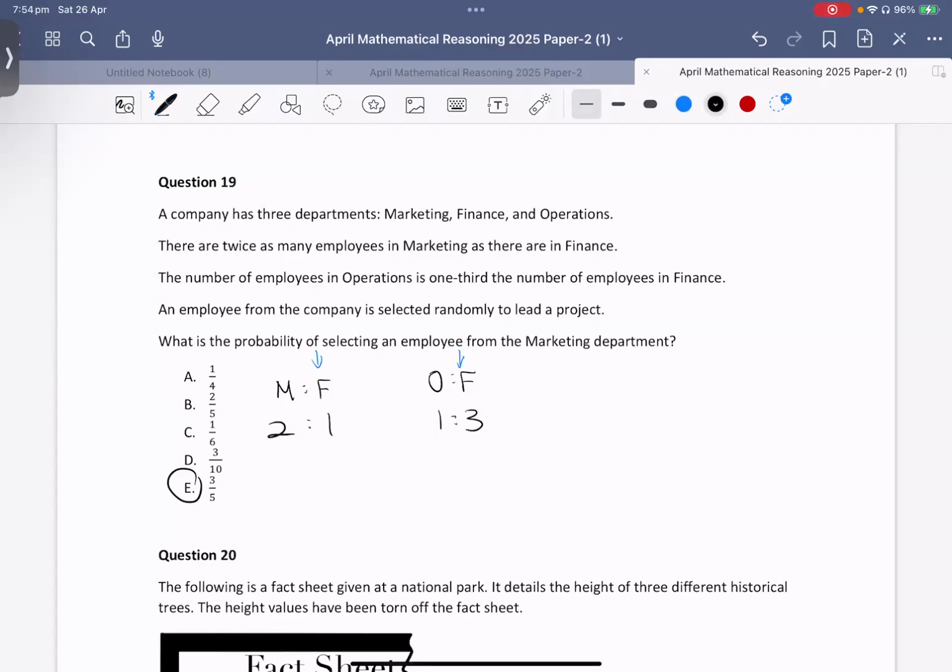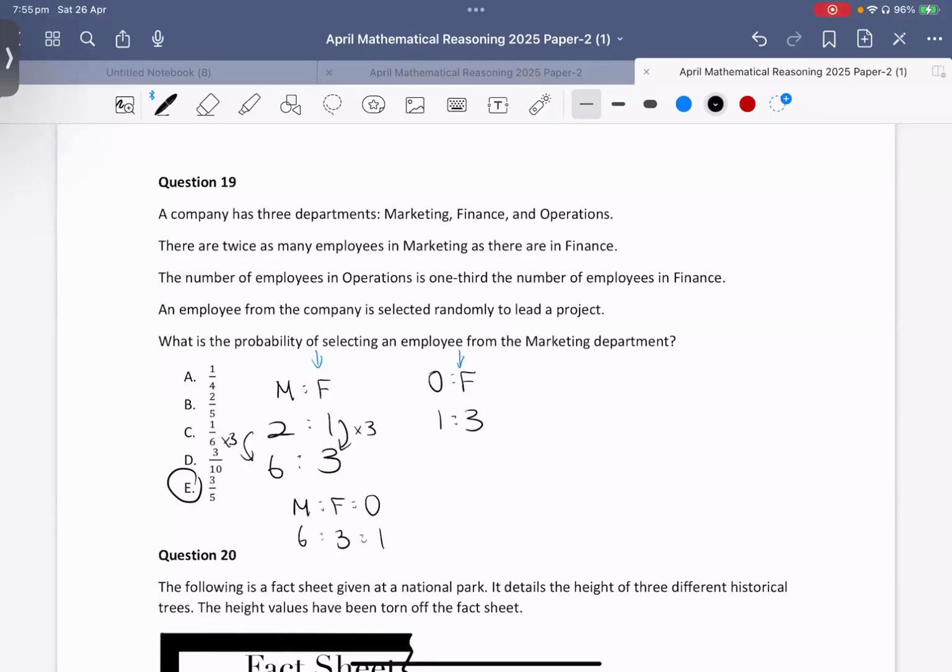So the way to make these ratios work together is by representing finance by the same number, aka 3. And to do that, we need to multiply both sides of the ratio here, right? So we end up getting 6 to 3. Now we can actually put everything together, which is 6 to 3 to 1.